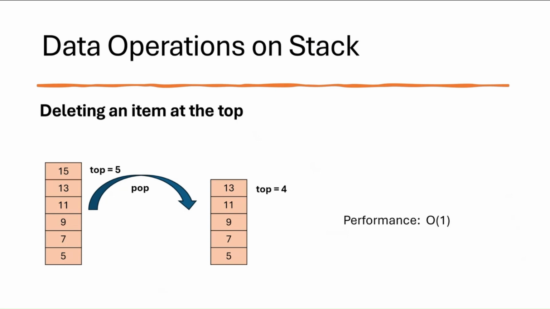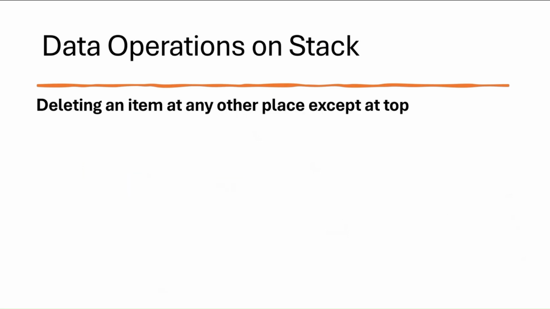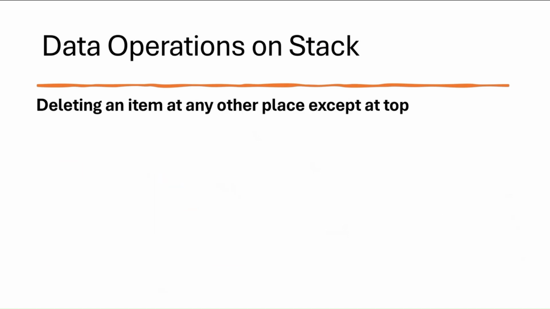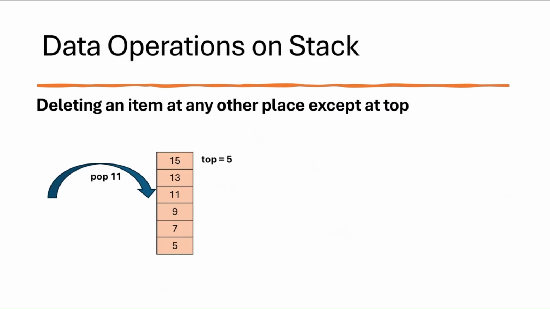Now, when we delete the item from the top, it will basically remove the top element and decrement the top pointer. So that is why the performance here is O of 1. Deleting an item at any other place except top, let's say if we want to pop 11, is similar to the insert data operation at any other place except top, right?